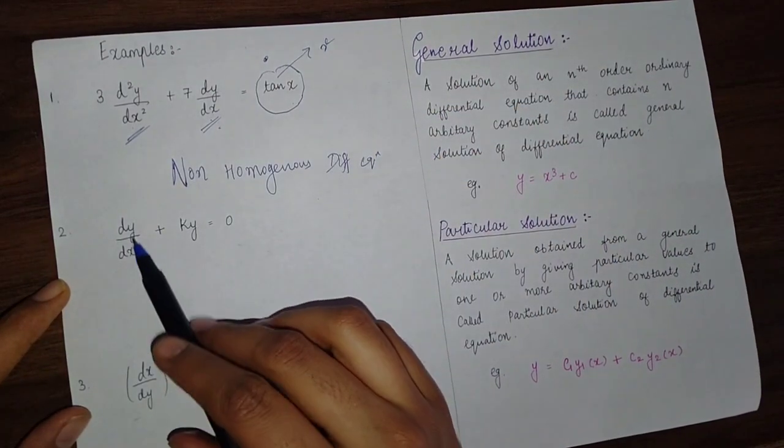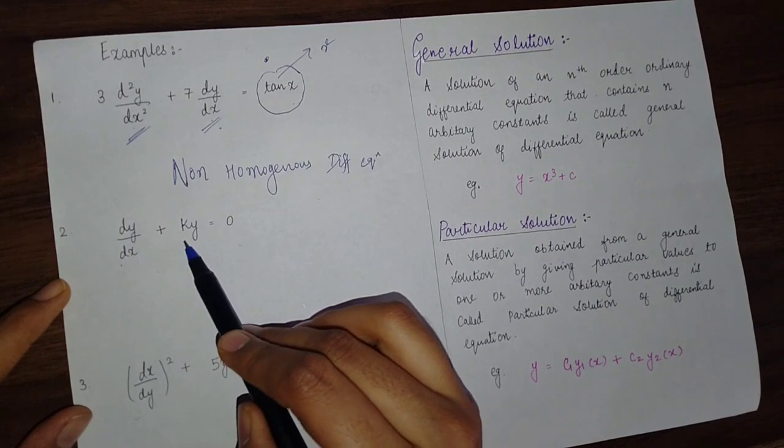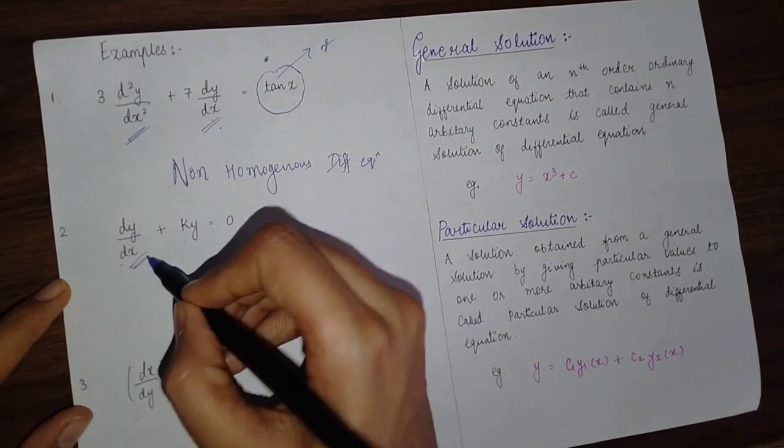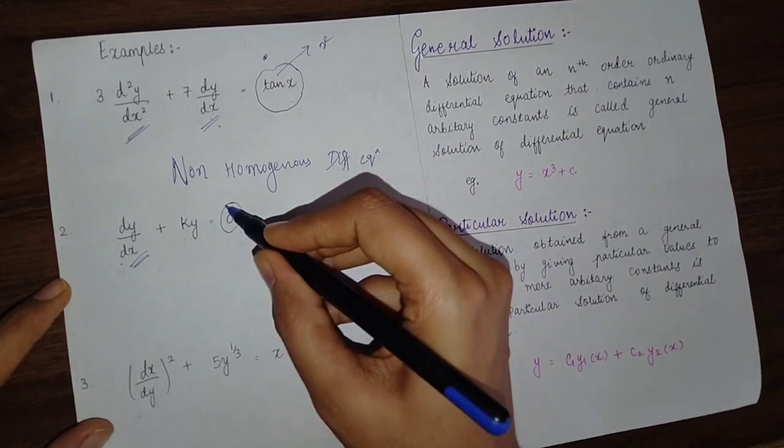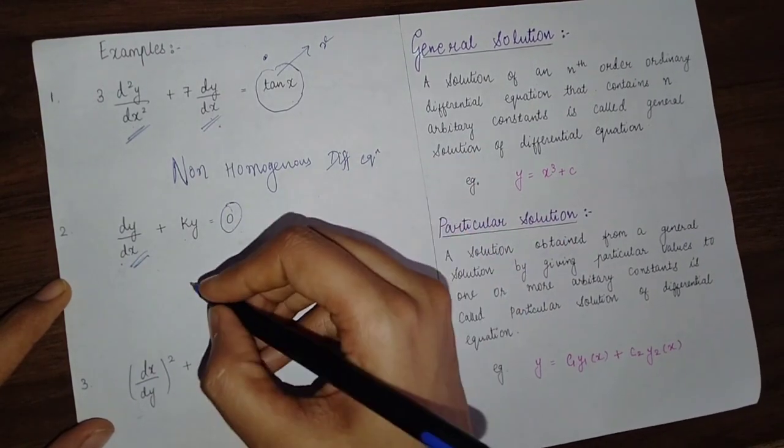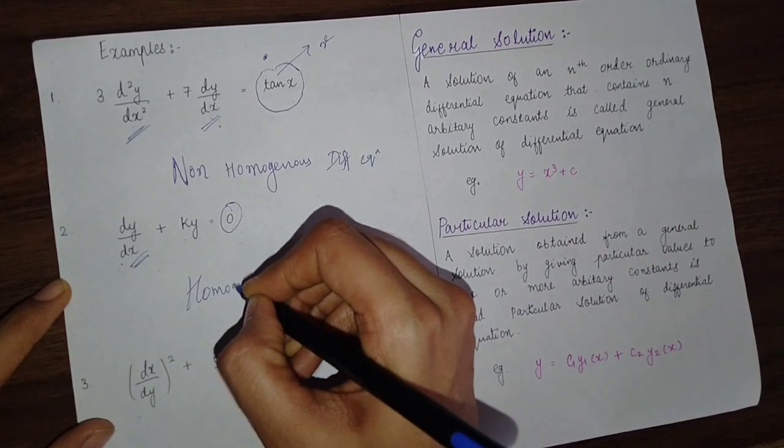So next example, dy by dx plus ky equal to 0. So again we can see that we have the derivatives in the form of y. But the right hand side of the equation is 0. So this is a homogeneous differential equation.